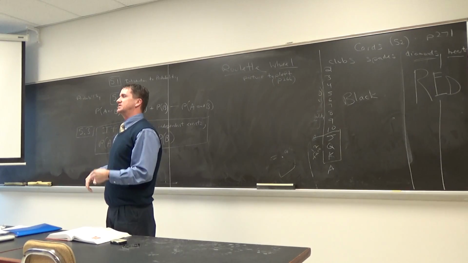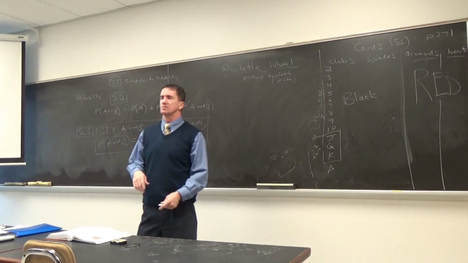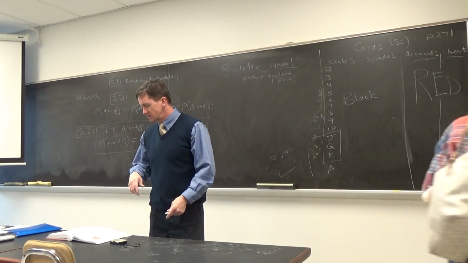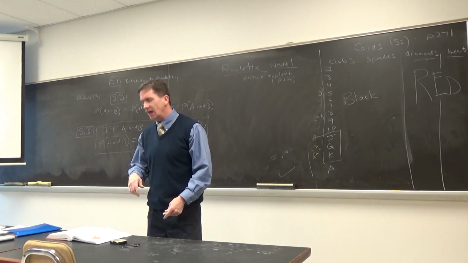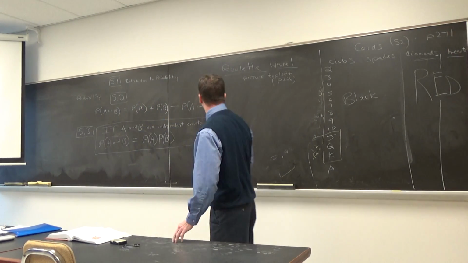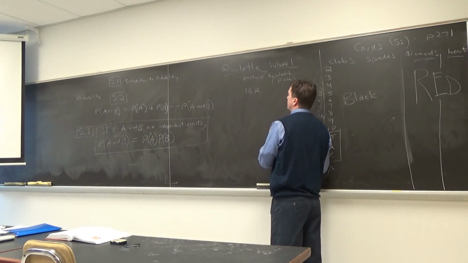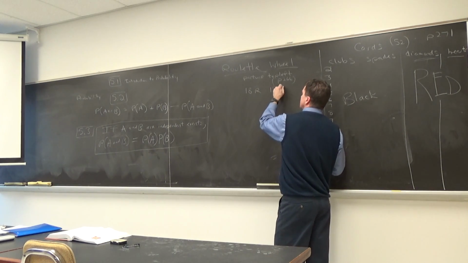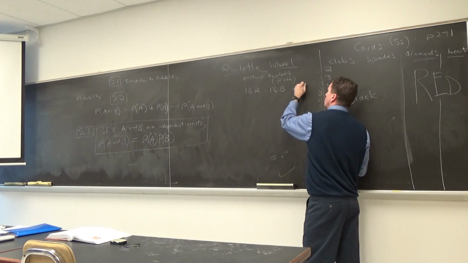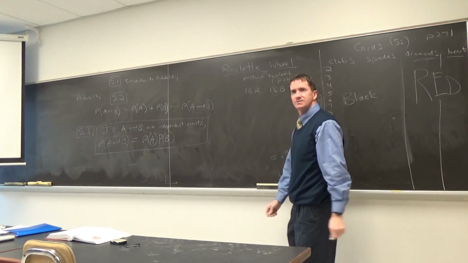And I'm going to put down what's on this roulette wheel. There are numbers, but there's colors, reds and blacks, and there's a green. There are 18 reds. There's 18 black slots, and there's 2 green slots.